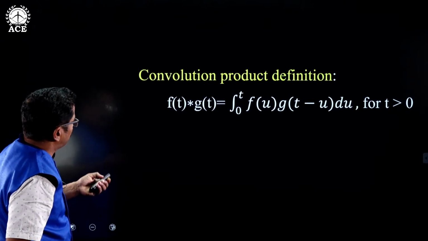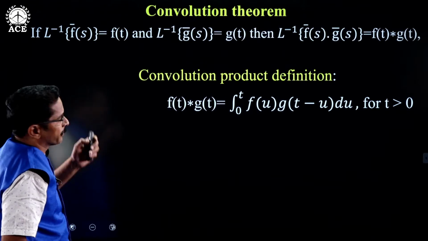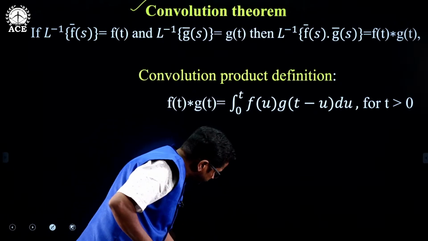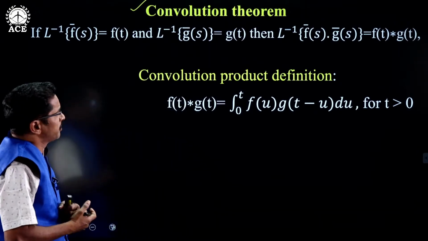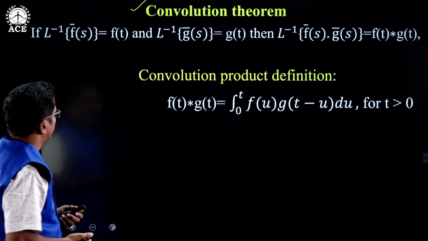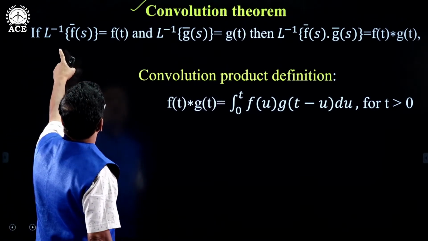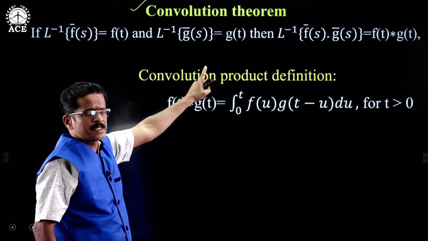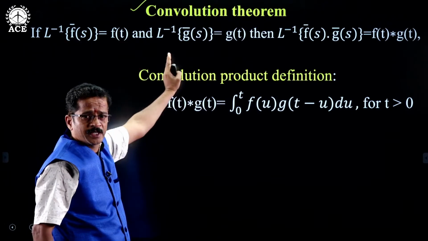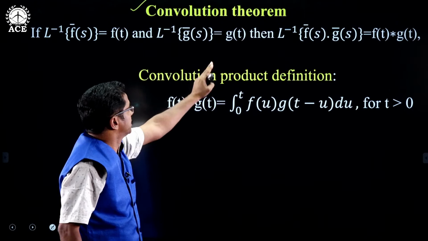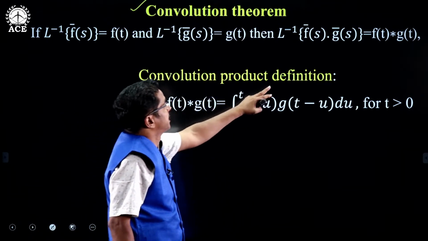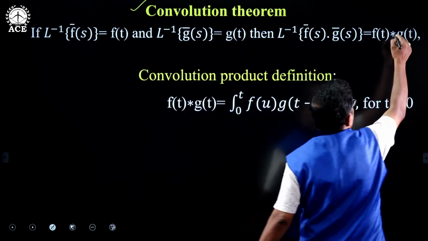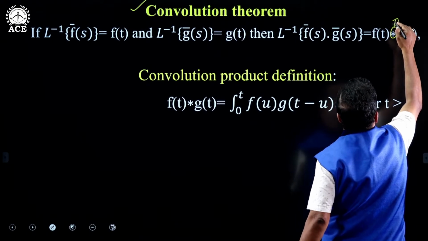Next, convolution product. Now, the convolution theorem is a very important theorem. What does it say? If L inverse of f bar of s is equal to f of t and L inverse of g bar of s is equal to g of t, that is, the inverse Laplace transform of f bar of s is f of t and the inverse Laplace transform of g bar of s is g of t, then L inverse of f bar of s into g bar of s equals f of t star g of t. Here star is the convolution product.